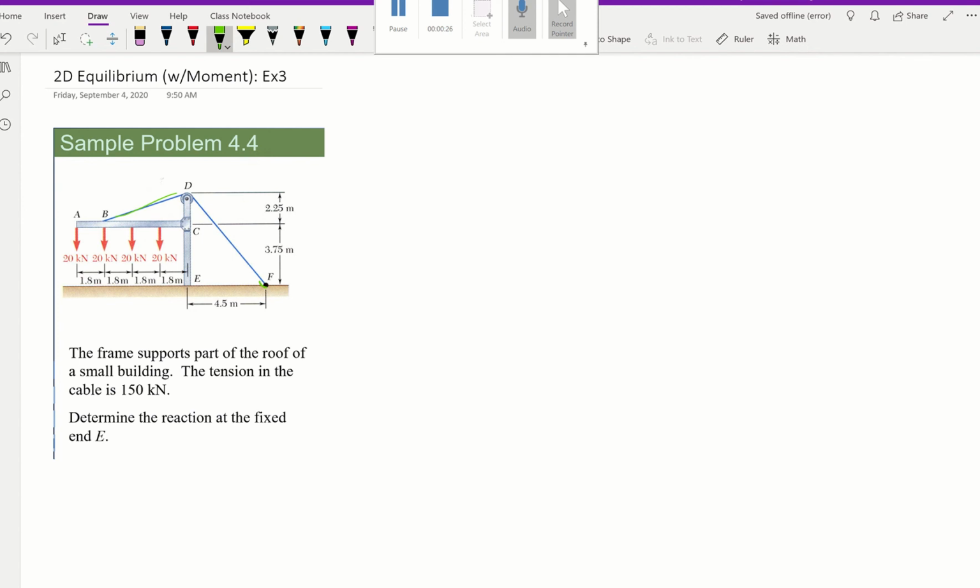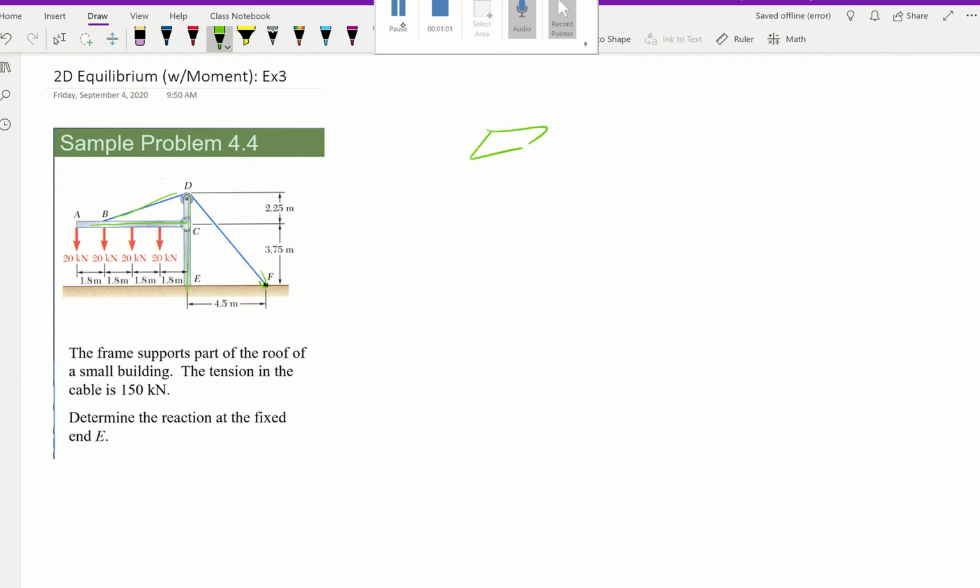Well, when we have a frame problem, you realize there are several structures. You have ABC, and you have DCE, and then you have this pulley and a rope BDF. So you have a choice to either look at them individually or look at them as a whole. If you look at them individually, you have to look at the forces in between those members. However, if you look at them as a whole, then the forces in between those members become internal forces. We don't worry about them.